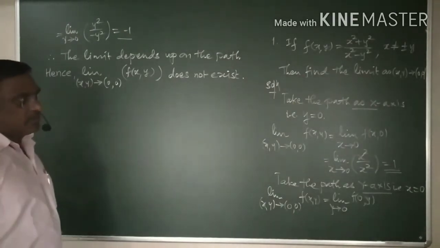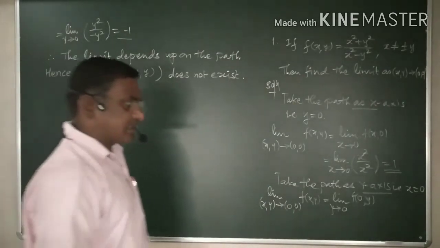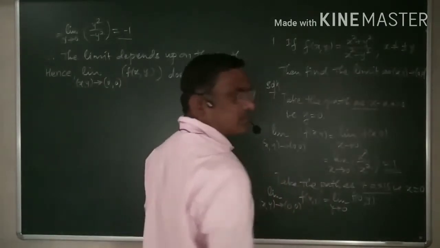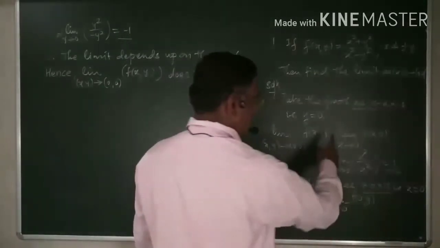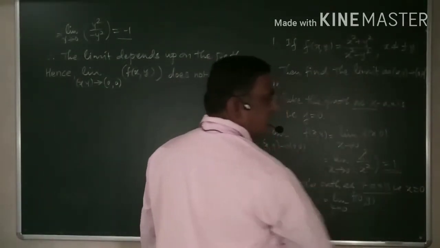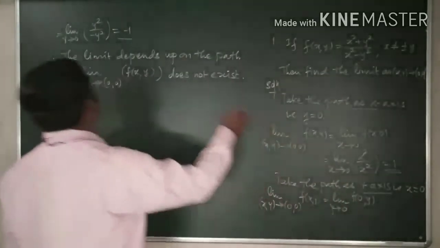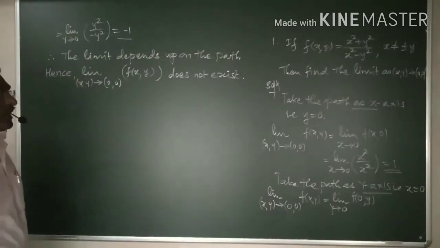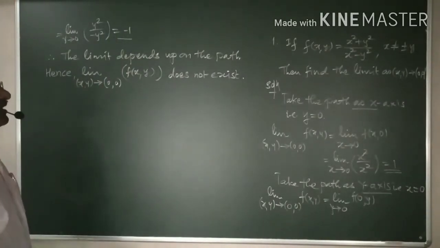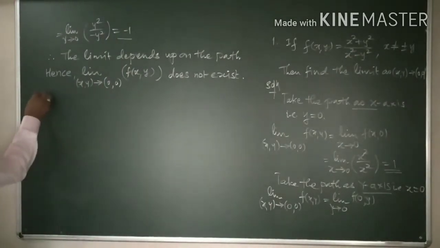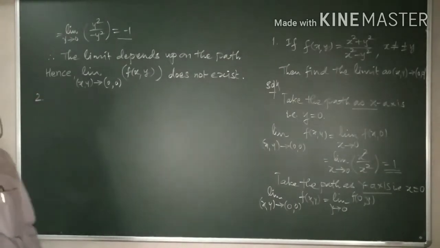Why does it not exist? Because we are using the concept of limit along the path for a function. Along one path, its limit comes out to be 1, and along the second path, the limit comes out to be minus 1. Therefore, we say that the limit does not exist. Let us go for another example.